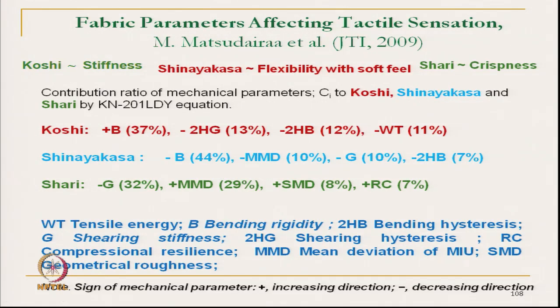where G, the shear stiffness, is related with a contribution of 32%, about one third. But higher shear stiffness will give us a lower Shari value, lower crispness. So, if we want crisp, higher Shari, we need to have a lower G value.